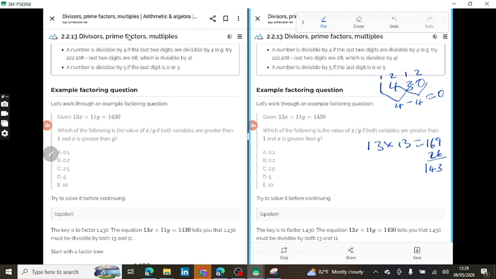So it means that this number here, this 143, is 11 times 13, then times 10.